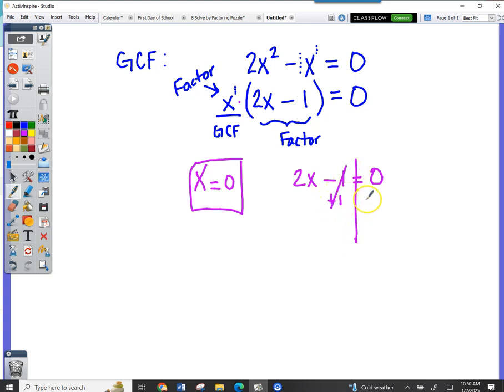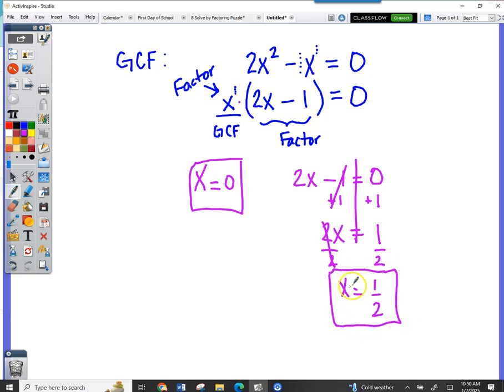Plus 1. Balance it out. I got 2x on the left. On the right, 0 plus 1 is 1. Now what? Divide by 2. That cancels. So I end up with x equals 1/2.